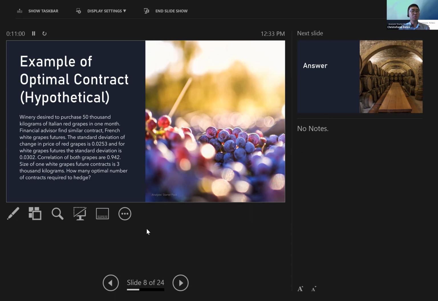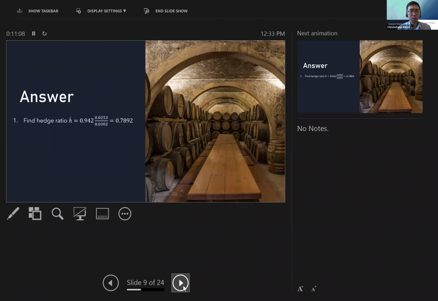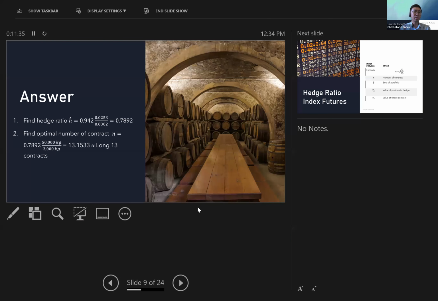Okay, let's say that you have already done your calculation. Let's check the answer. The first thing you need to do is calculate the hedge ratio, which is 0.942, the correlation, multiplied by the standard deviation of the asset, so the standard deviation of the red grapes, divided by the standard deviation of the white grapes, and you get the hedge ratio of 0.7892.